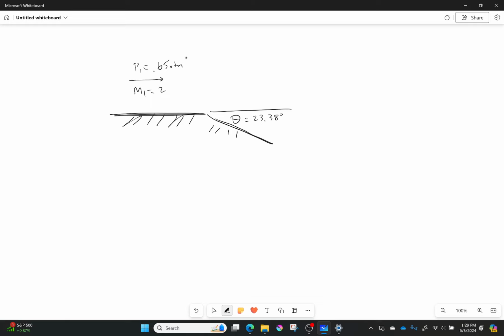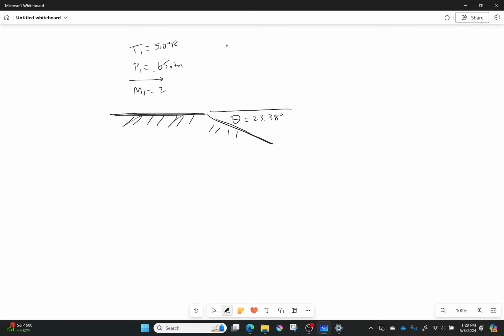So let's try this problem. I've got an expansion corner that looks like this. It has a deflection angle equal to 23.38 degrees. I have a Mach number to start that's equal to 2, a pressure to start that is 0.65 atmospheres, and a temperature of 510 Rankine.